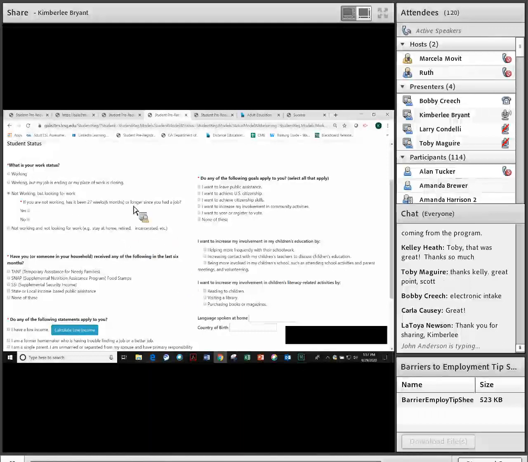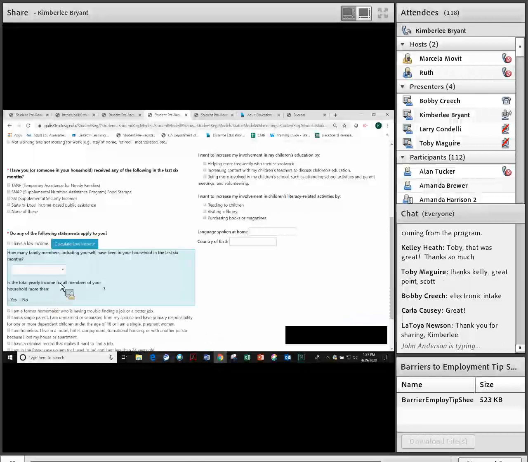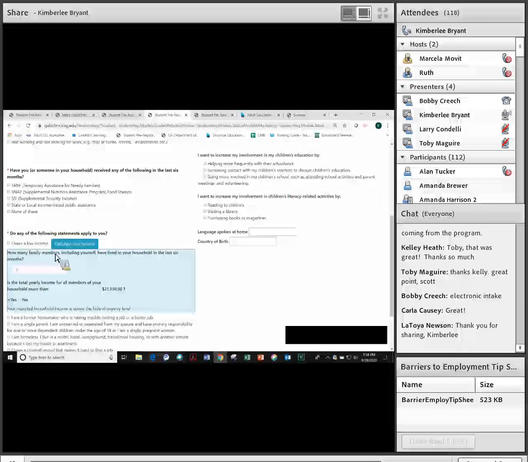And then we also worked really hard on low income. We broke out all of the different public assistance into individual questions, and if they mark one of these, our system will automatically select that they are low income. The other thing we put in is, say they skipped all of this. Maybe they don't have TANF or SNAP. They can now calculate their low income by entering their household size, and based upon their answer, yes or no, about their annual income, it will indicate that they have low income.